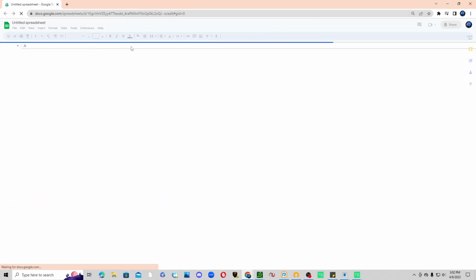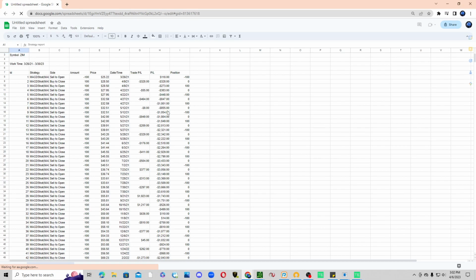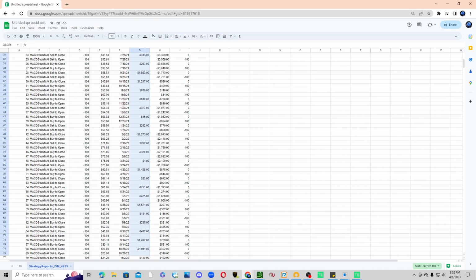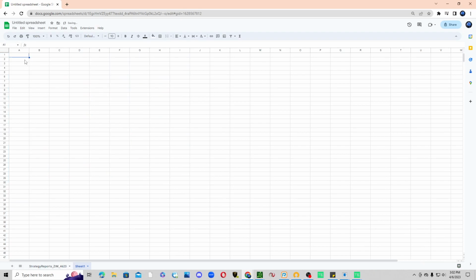All right, so now I've imported the data. The data is now on this spreadsheet. Let's suppose I just do something very straightforward. I can see what my P&L results are. Here are my trades. I'm going to go down here, select all the trades, and copy them. Then I'm going to make a new spreadsheet, paste, and then sort them.